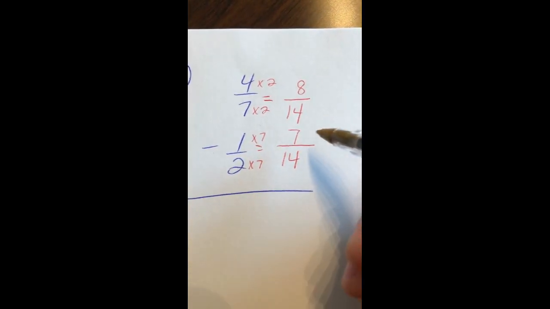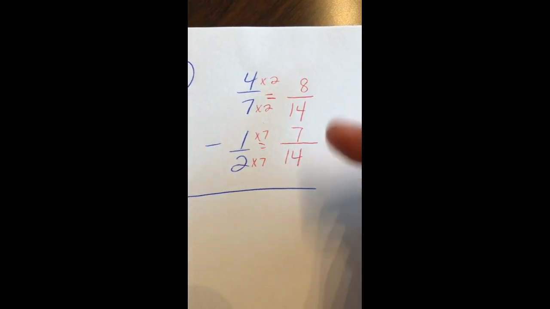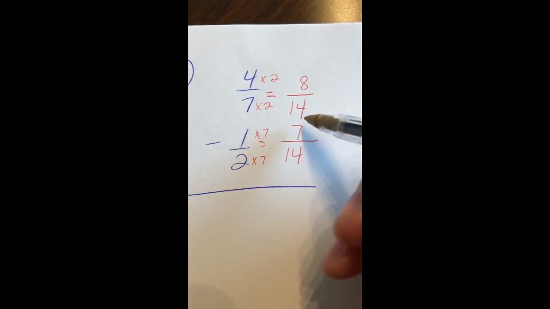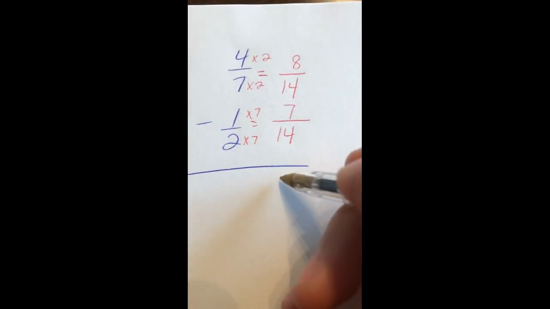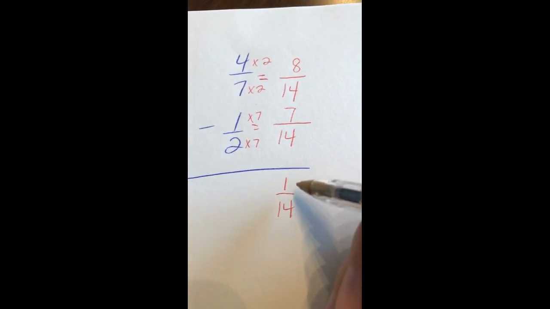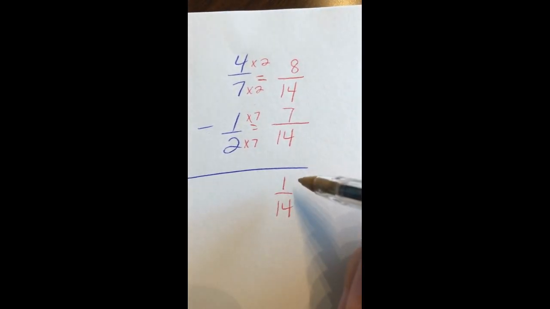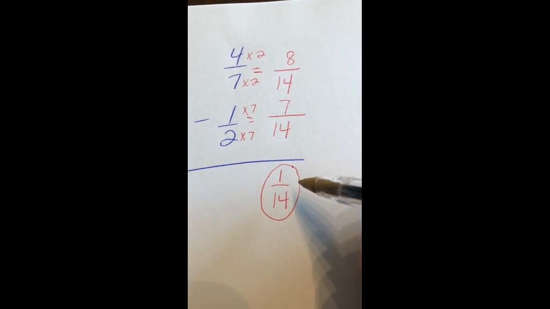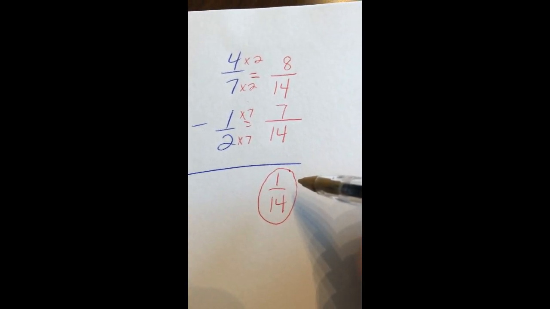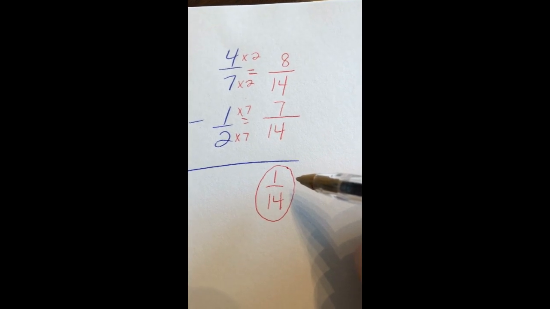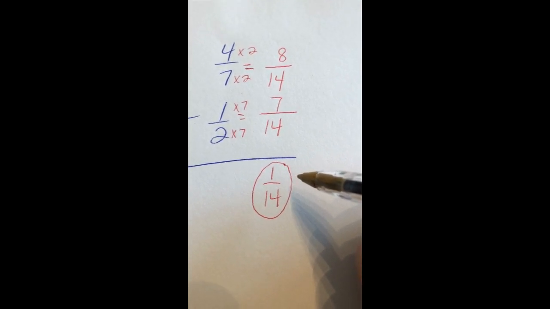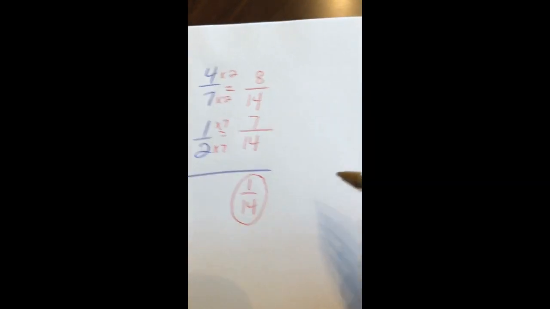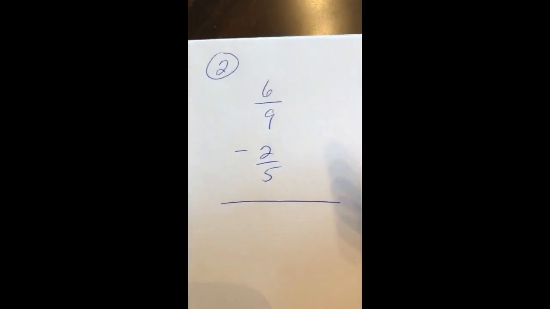Now we're going to subtract our numerators. 8/14 minus 7/14 is 1/14. And in this fraction, we can't simplify anymore. So the answer to number 1 on page 18 is 1/14. Don't forget you're solving this in your packet with me. Now let's move on to question number 2.